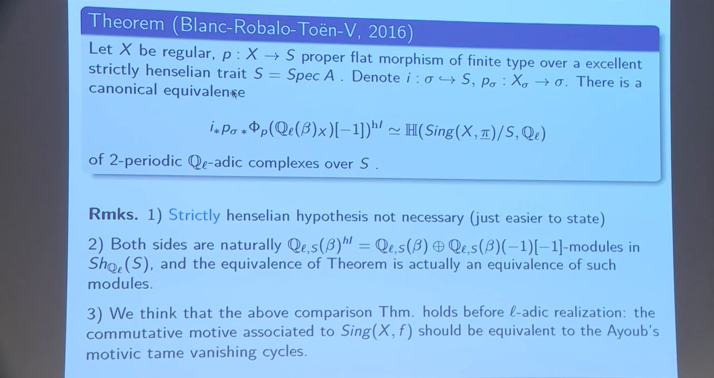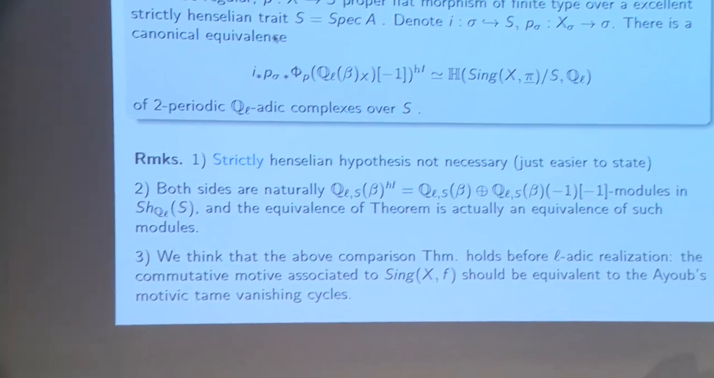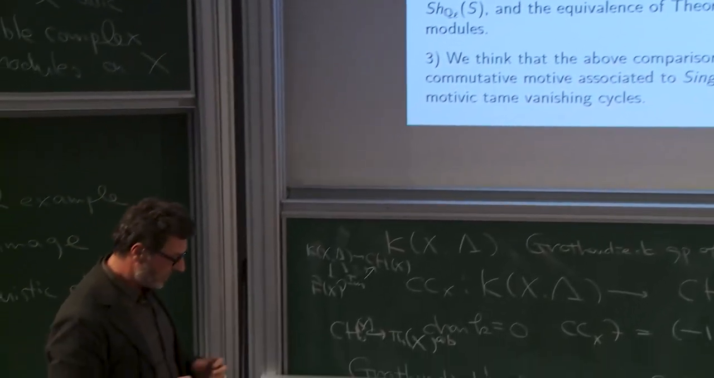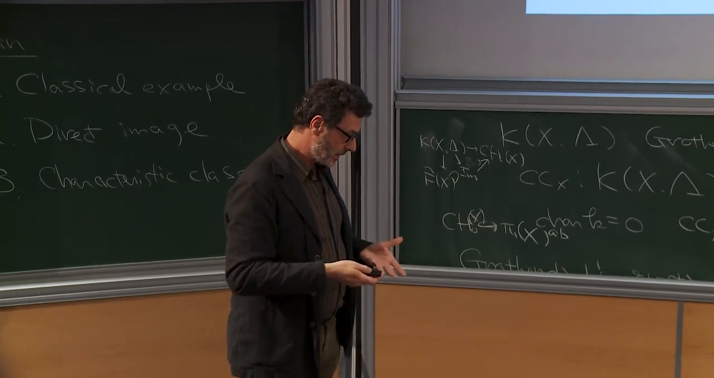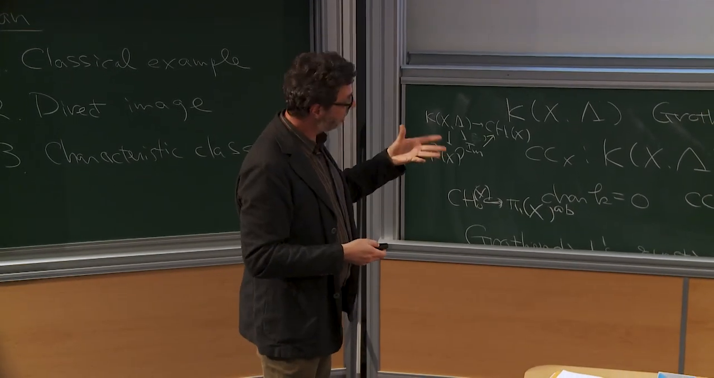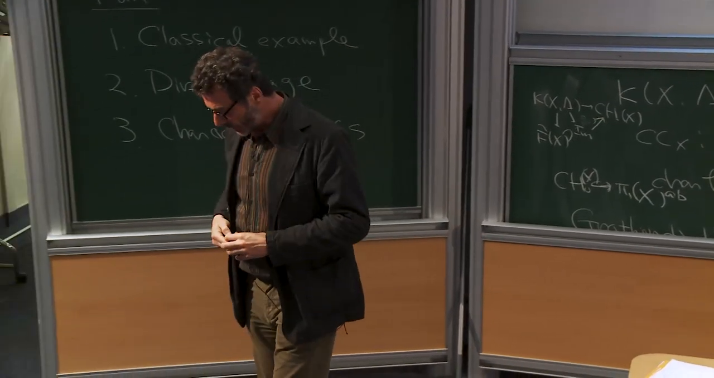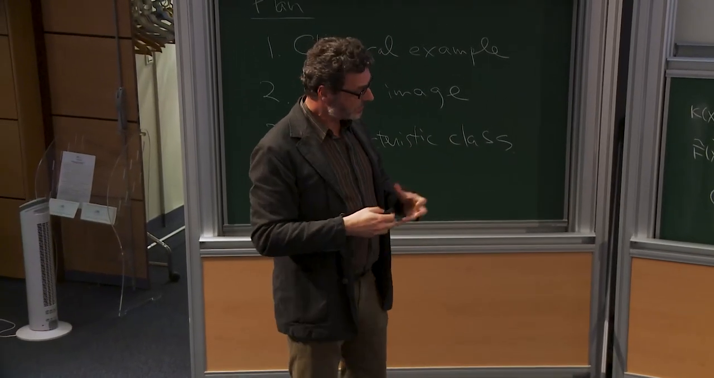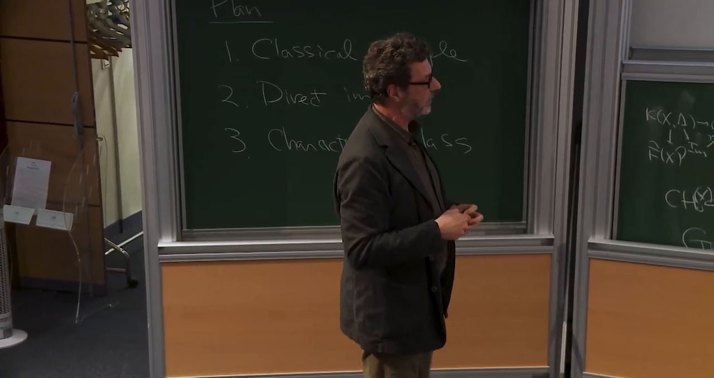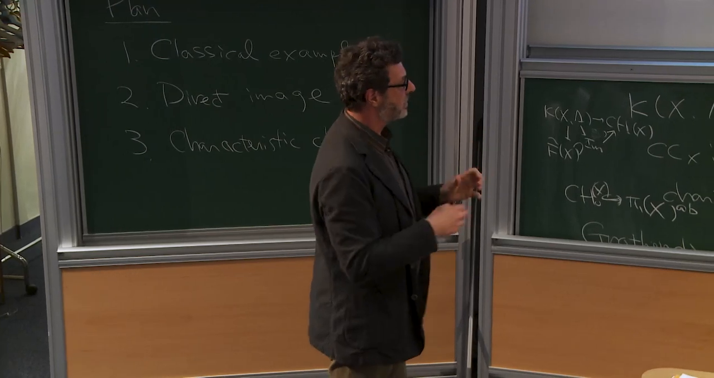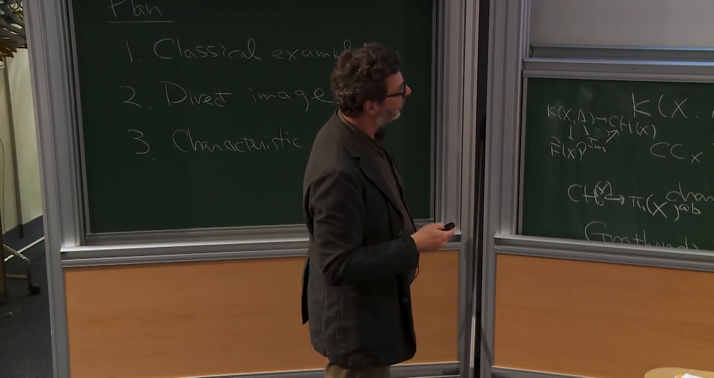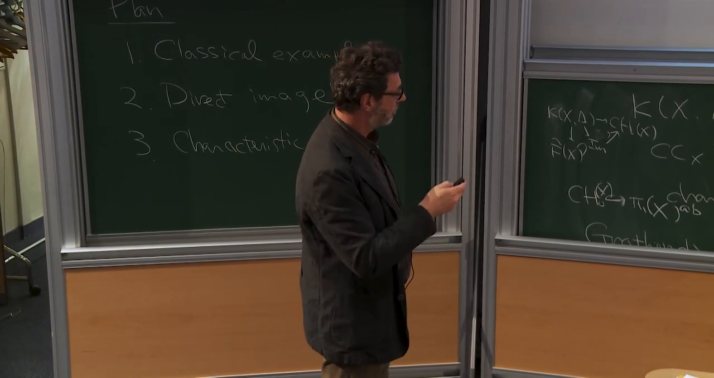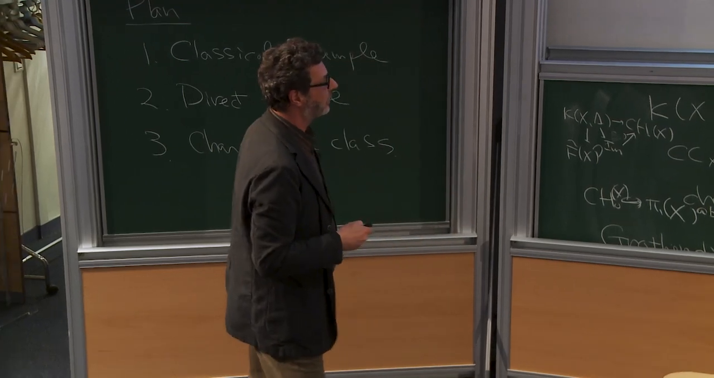And we just have to work a bit, because the way motivic tame vanishing cycles are defined, it's not an object in SH of S, but a diagram in this category. So we have to make sense of this statement in a more precise way. But I think it's correct.